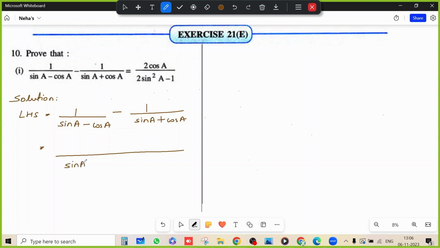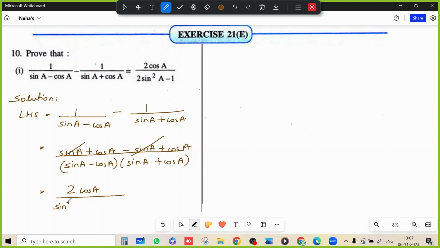So it will become sine A minus cos A into sine A plus cos A. Now the numerator here will become sine A plus cos A, and the numerator here will become sine A plus cos A. Now here sine A and minus sine A will get cancelled out. We are left with 2 cos A in the numerator, and the denominator is of the form A minus B into A plus B, which is equal to A square minus B square. So this can be written as sine square A minus cos square A.